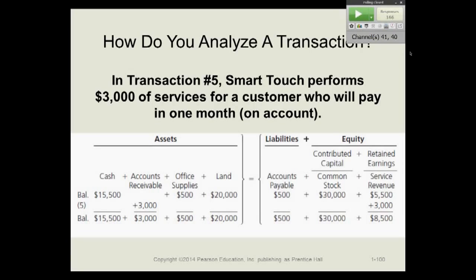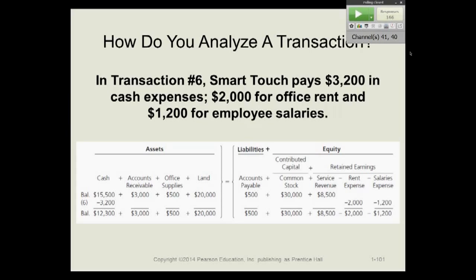All right, next, expenses. Transaction 6. They paid $3,200 in cash for rent, $2,000, and salaries rather, for $1,200. Notice that again, this is coming in your retained earnings. So this is your income. You got service revenue $8,500, rent expense for $2,000, and salaries expense for $1,200. When you pay those expenses, it's a cash expense here. It doesn't necessarily have to be a cash expense. So you reduce cash, and then you reduce retained earnings for the use of resources in the process of creating revenue.